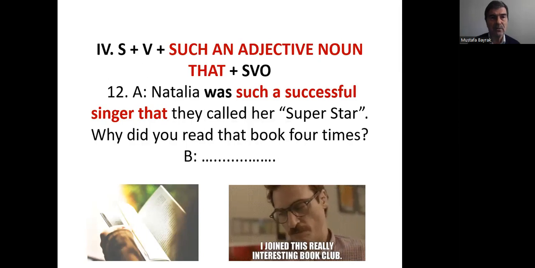Roman number 4, such an adjective noun that. Yes, we should memorize it. Such an adjective noun that. Natalia was such a successful singer that they called her superstar. Or Natalia was so successful that they called her superstar.